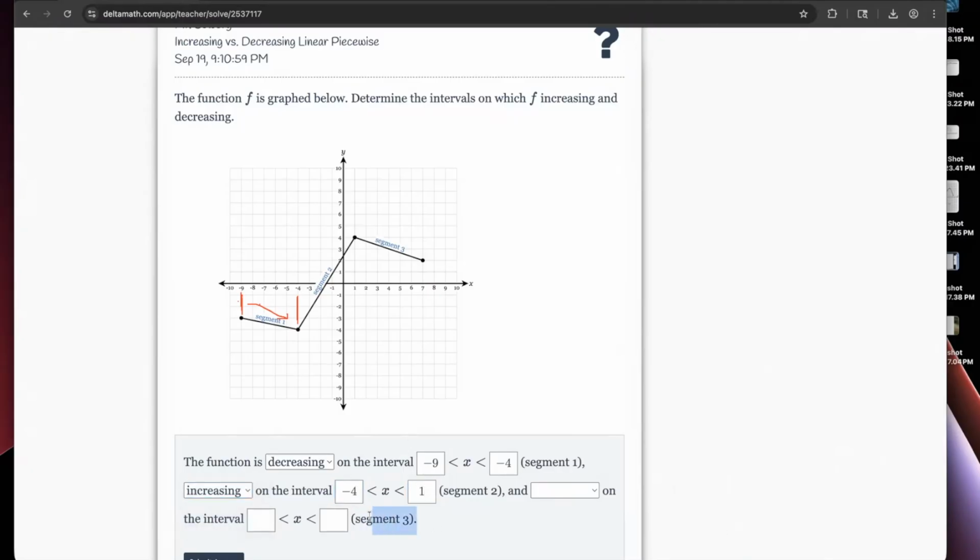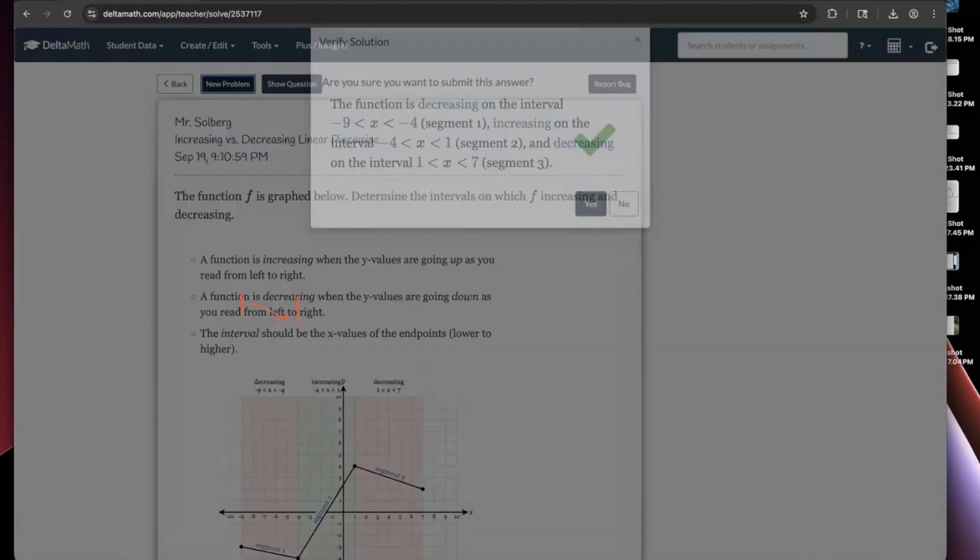And then this is talking about segment three. So I see segment three, we're going down the hill. So we're back to decreasing. Okay, so we left off at one. That's where we're at the top of the hill. So I go down until I'm at the end here. At the end is seven. So that'll be from one to seven.